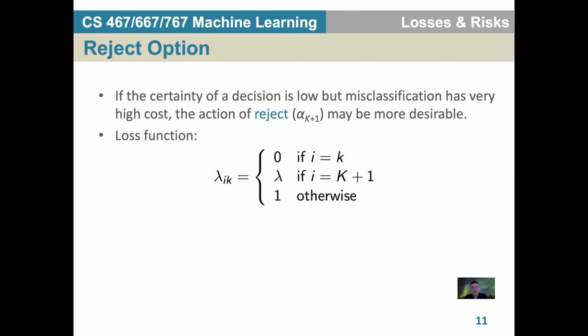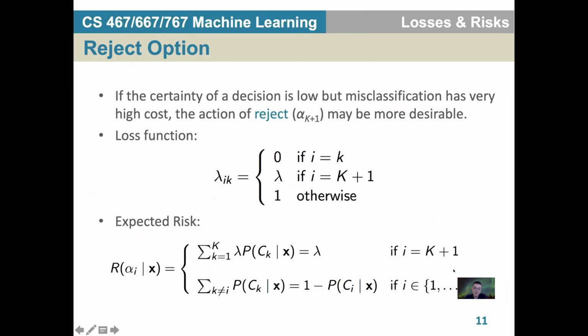Yeah, so there's a rejection option. So basically not anything in between. Okay, 1 to k. And so here, what's the expected risk? The expected risk should be something like this.